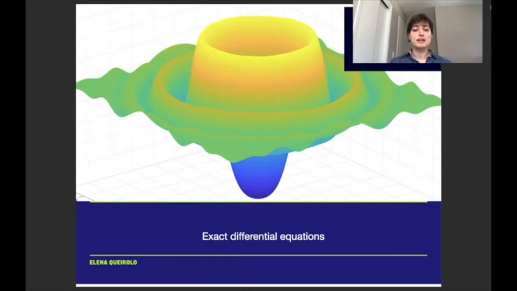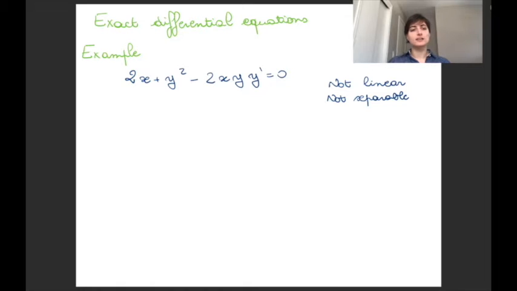The new topic is exact differential equations. Let's start with an example. We have this ODE: 2x plus y squared minus 2xy times y prime equals 0. At first glance, it's not linear because we have the term y prime and the term y squared. It's not separable because things are all mixed up together. So none of the techniques we have developed until now is going to help us.